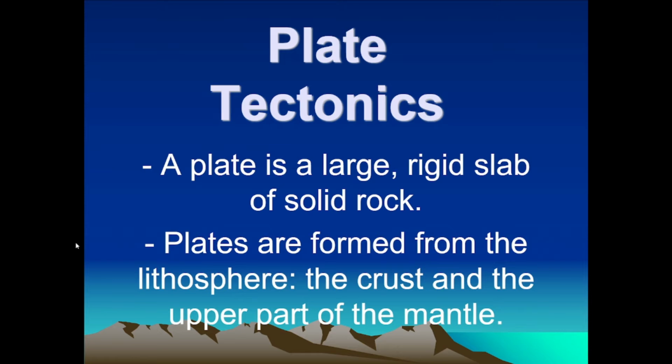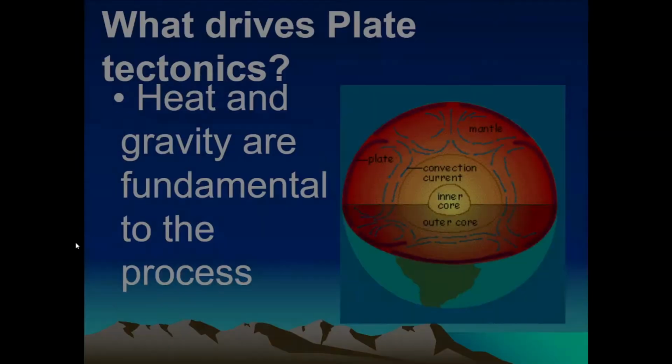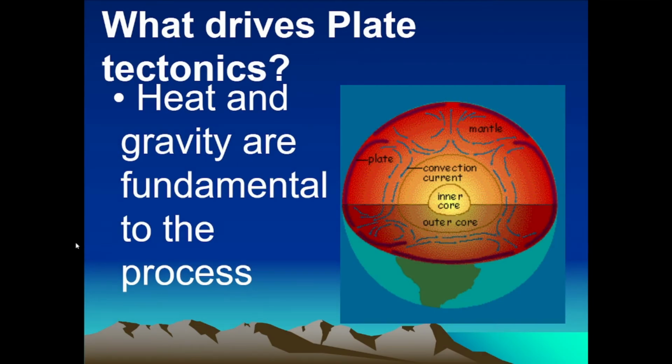Plate tectonics. A plate is a large, rigid slab of solid rock. Plates are formed from the lithosphere, the crust, and the upper part of the mantle. It is a scientific theory that explains how major landforms are created as a result of Earth's subterranean movements. What drives plate tectonics? The forces that drive plate tectonics include convection in the mantle, ridge push, and slab pull.